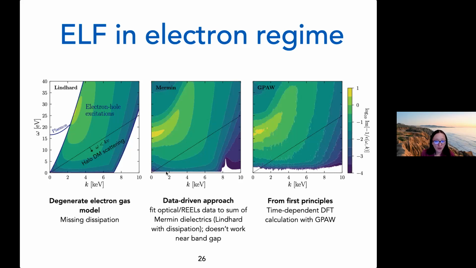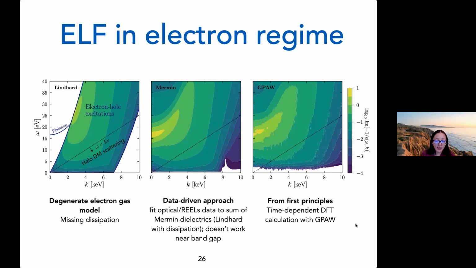But it doesn't quite work near the band gap. It's fitting data in some limited momentum regime, and then it uses it to construct it everywhere in omega, k. And then the last one is we used a public code that uses the density functional theory approach, which gives the most accurate one, and it gives zero response down here because of the band gap of the semiconductor. There's about an eV band gap, and that goes away. Okay, so that's roughly what this looks like.